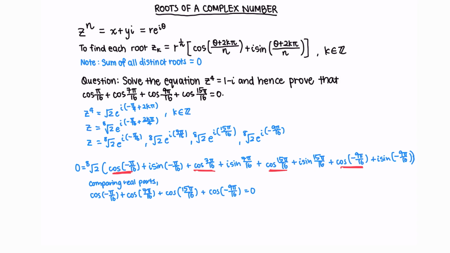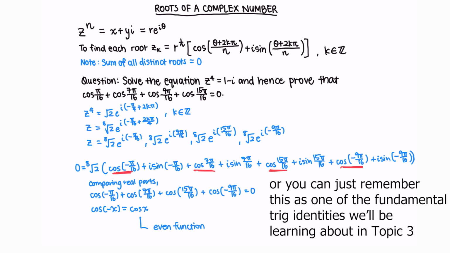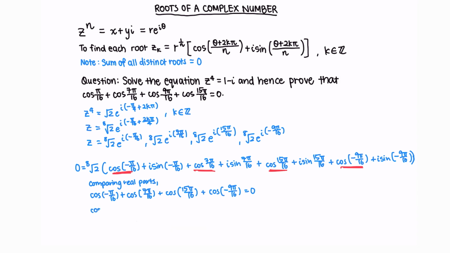So what can we do? We need to utilize the fact that cosine of negative x is equal to cosine of x. This is because of one reason, which we will learn later on. Cosine is an even function. If you're not convinced, you can look at transformations and trigonometry to help you understand why this is so. But for now, we can just accept this. So this is just cosine pi over 16, and then this will stay the same as cosine 7 pi over 16. Let's just put the 9 pi over 16 there, and then flip the sign, and then plus cosine 15 pi over 16, which will be equal to 0.